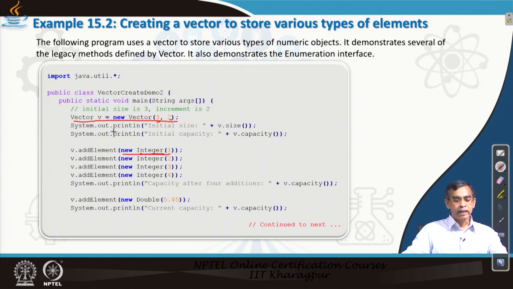Now, let us come to here. These are the two basic methods that you can call on this object B: size and capacity. What exactly is the size? It says the total number of elements there are, and capacity says the total number that you can load into the vector. So, in this case the size is 0 initially and the capacity will be 3.